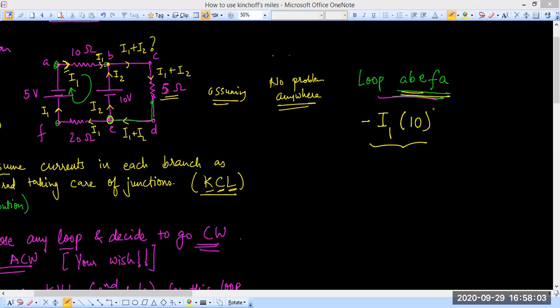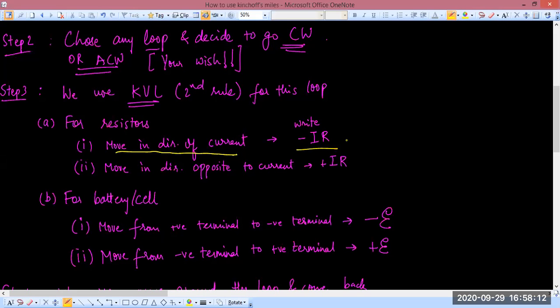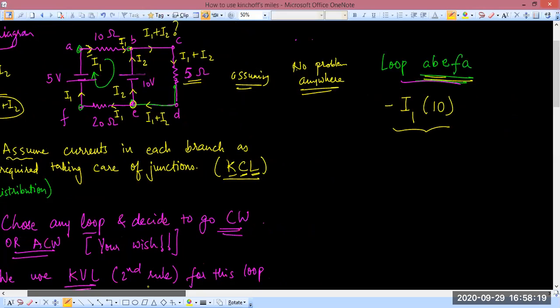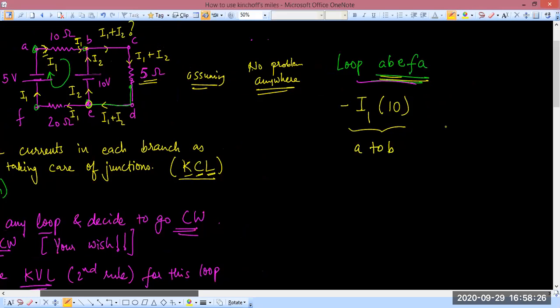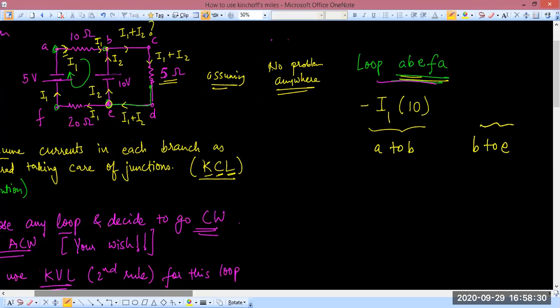Right? So here we have used the rule for resistor. What is that rule? If you go in the direction of current, then you write minus IR when you cross a resistor. Now we are going from B to E. What is waiting for us from B to E? No resistor, no bumpy ride, only a good old battery.